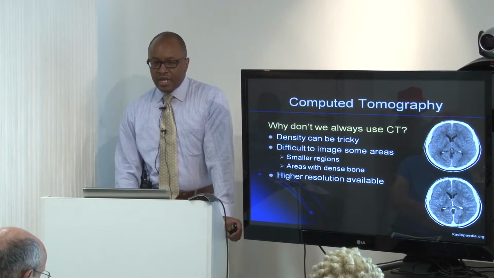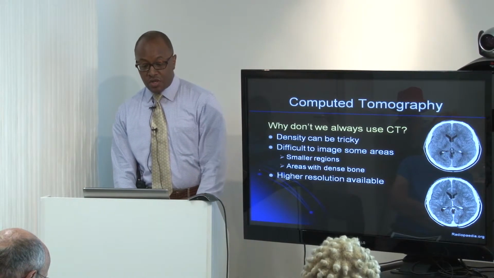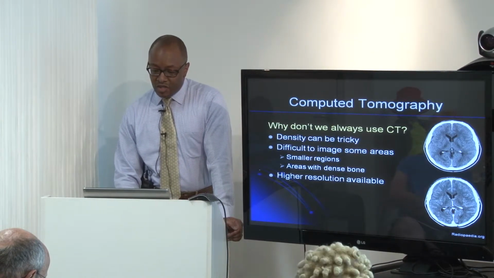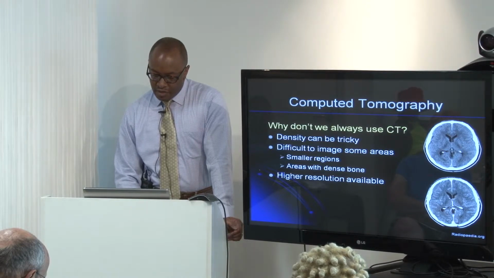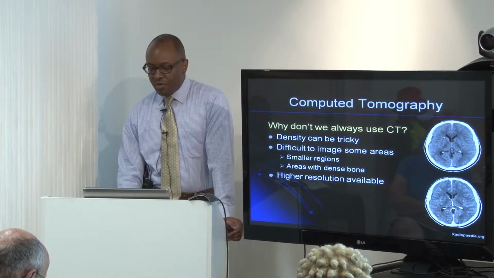Why not always use CT? It seems to provide pretty good information, and that's true. And we did used to always use it. But one problem is that density doesn't give us all the information we need. So this looks like a pretty normal brain, with the tissue going all the way out there, no blood, etc.